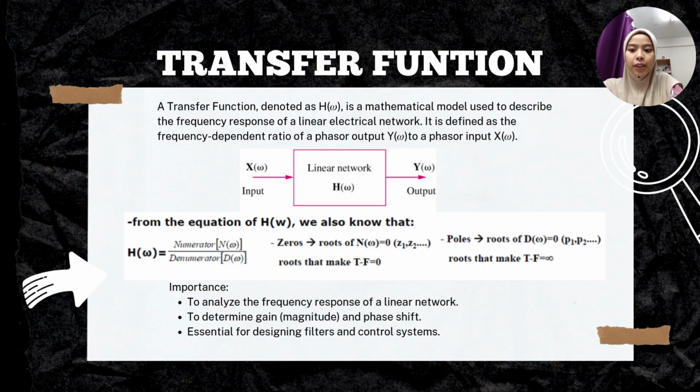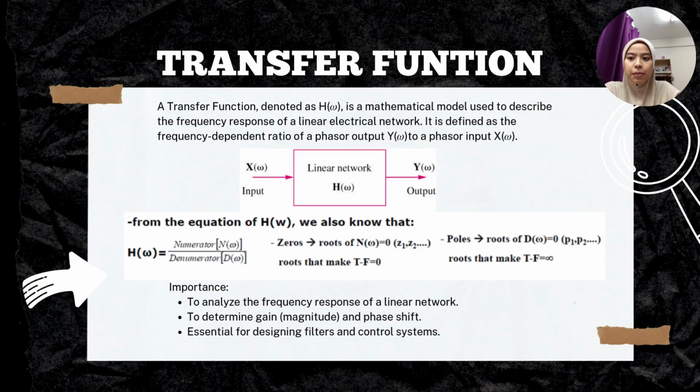Okay, if we look at the equation below, H omega has two main parts, first the numerator and the denominator. Zeros are the roots of the numerator that make the entire function equal to zero, and poles are roots of the denominator that make the transfer function reach infinity.